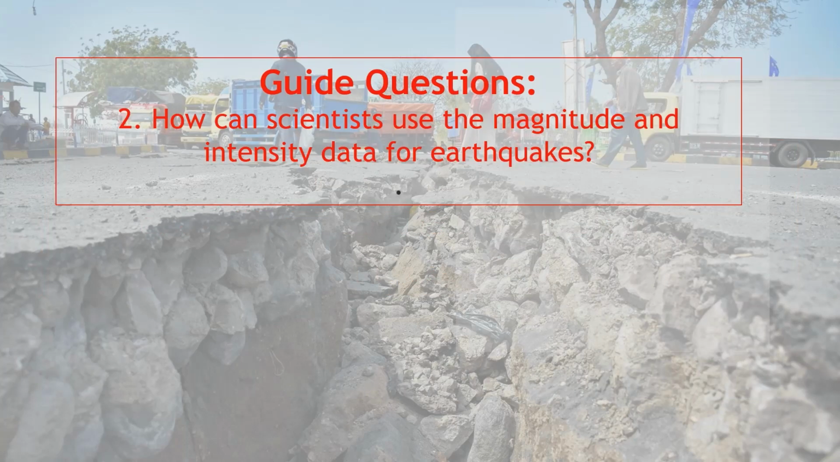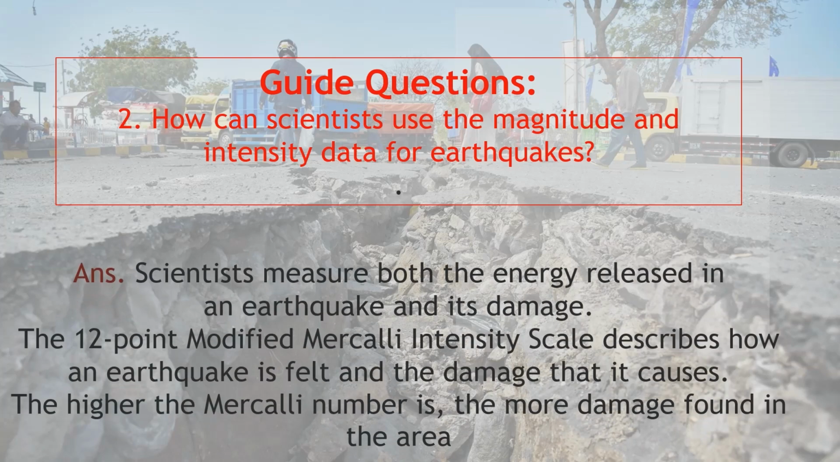How can scientists use the magnitude and intensity data for earthquakes? Seismologists definitely use this. Scientists measure both the energy released by an earthquake and its damage. The 12-point modified Mercalli intensity scale describes how an earthquake is felt and the damage that it causes. The higher the Mercalli number, the more damage found in the area.